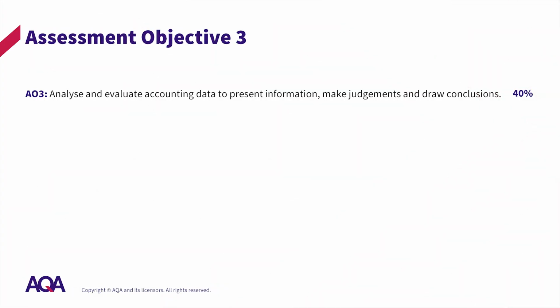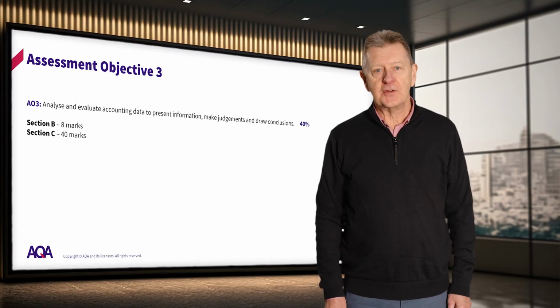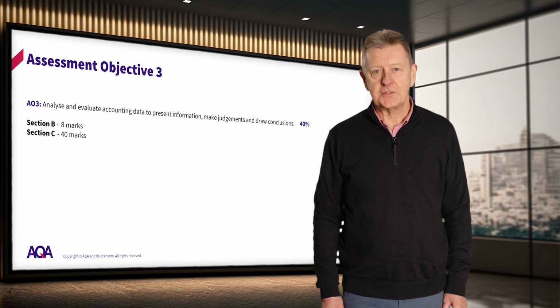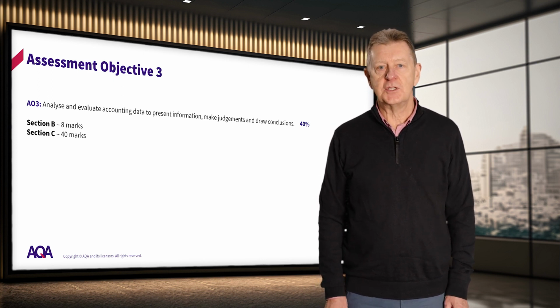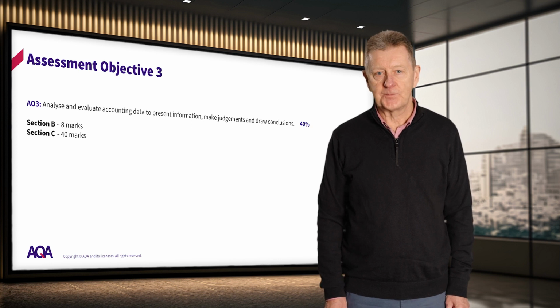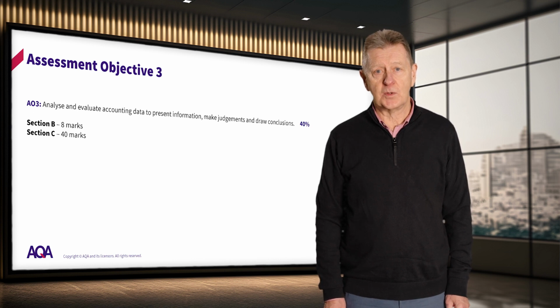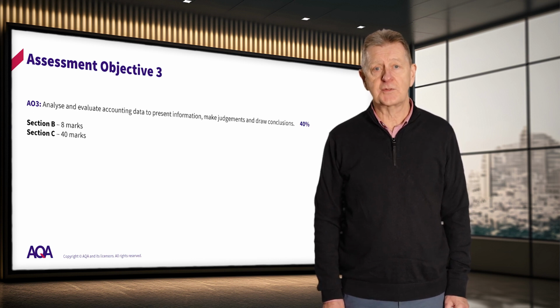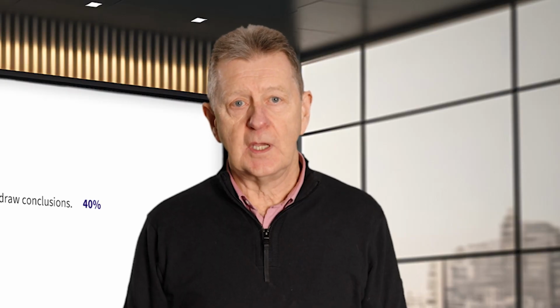Now we can look at the third assessment objective, which is to analyse and evaluate accounting data to present information, make judgments and draw conclusions. AO3 is 40% of the marks of each exam and therefore the A-level overall. The majority of the AO3 assessment takes place in Section C with two 25-mark questions, which each have 20 marks allocated for AO3. However, AO3 is also assessed in Section B, where there are two 6-mark questions, which each include 4 marks for AO3.